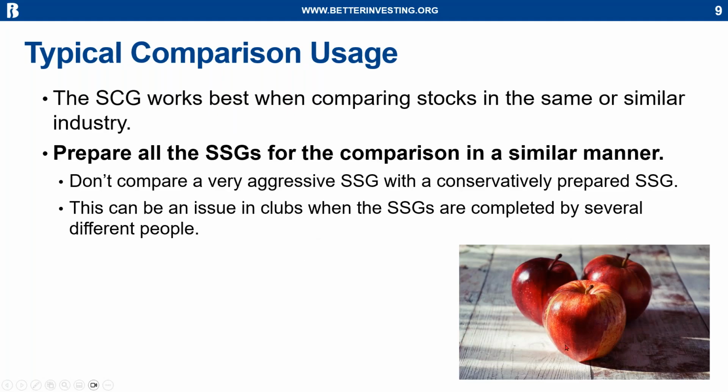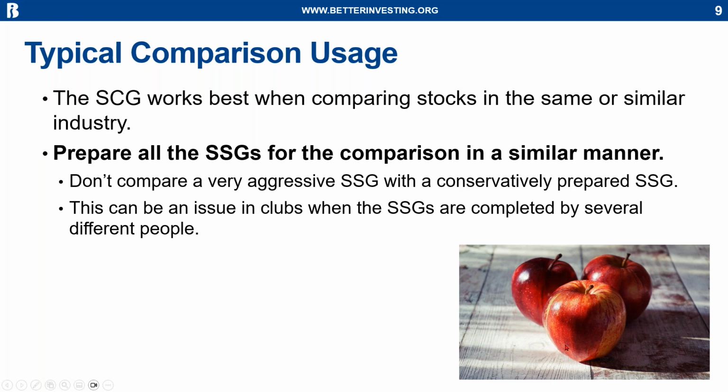Now, the typical comparison usage is when you're comparing stocks in the same or similar industry. Is this mandatory? No, you can compare any one stock to any other stock. But some of these factors or criteria are usually compared to industry averages or what's typical for the industry, things like pre-tax profit, debt to equity. And so apples to apples is the way to go here.